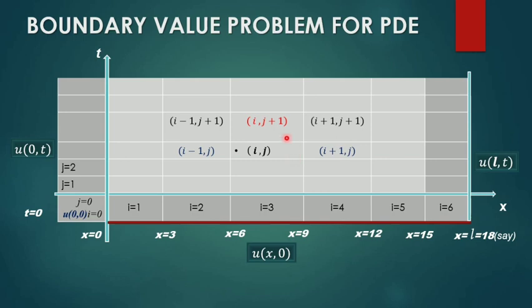So generally we use the jth line value of u to find the u value at j plus 1. So u(i, j+1) will be found using these neighboring points or the below mesh points. We will see it by an example.